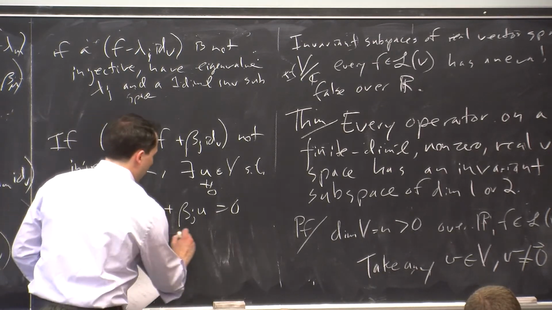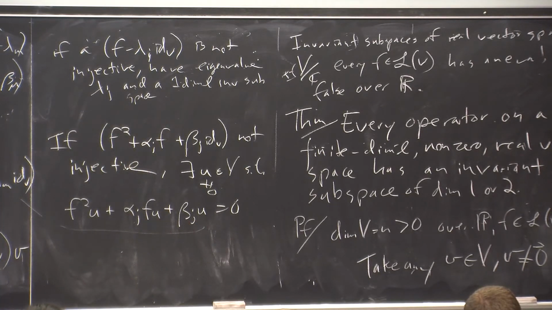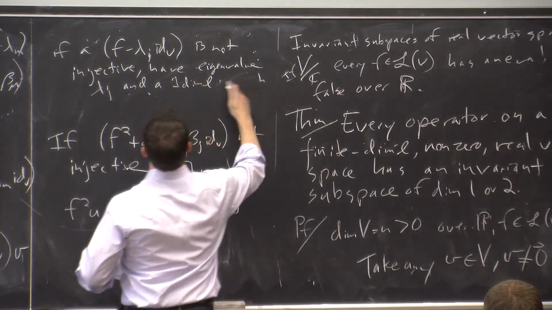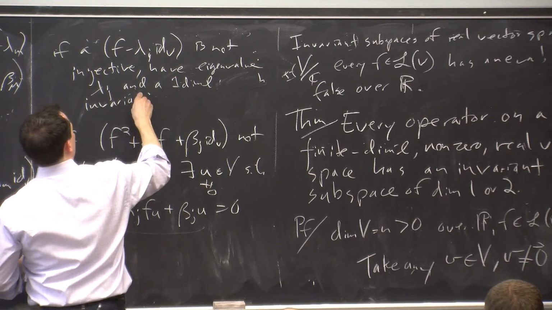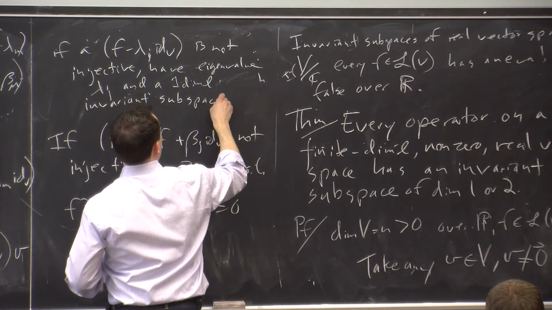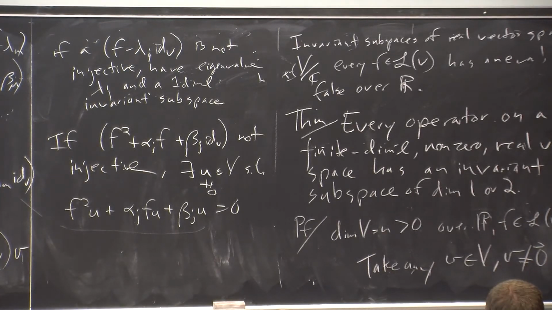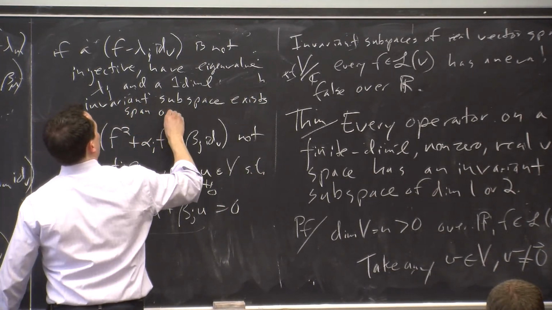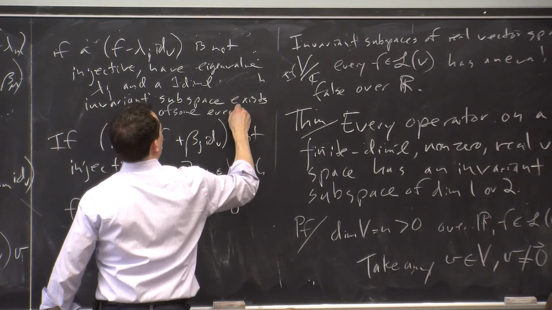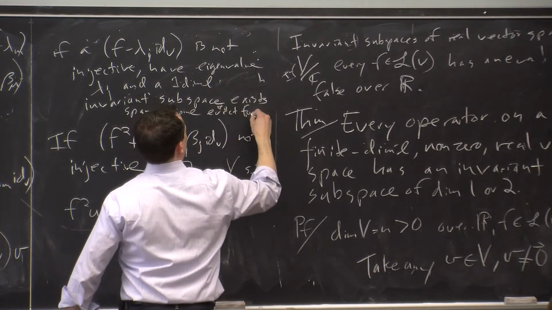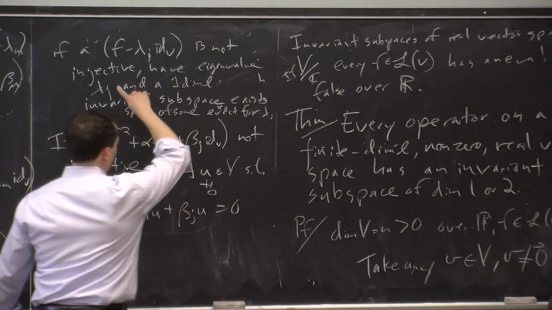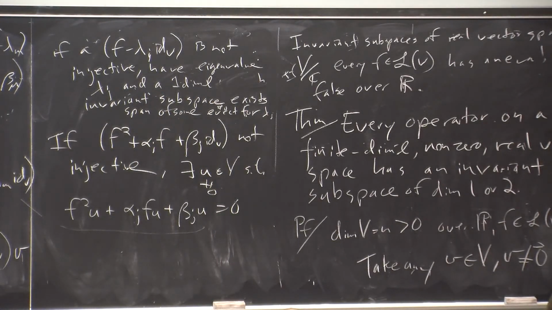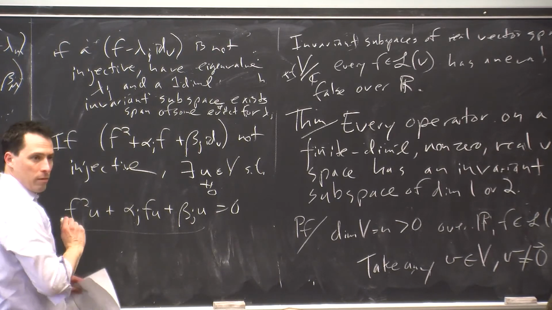And in that case, what we want to identify is the invariant subspace. A one-dimensional invariant subspace exists, which is the span of some non-zero eigenvector for this lambda j. Okay, so yeah. Question?